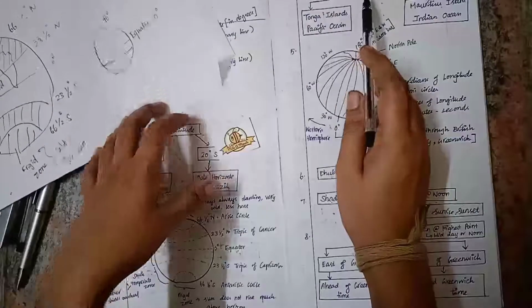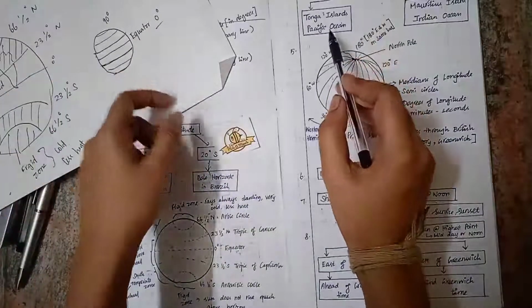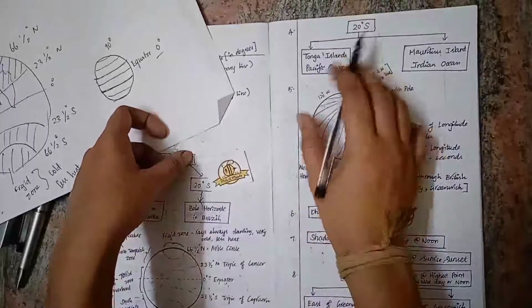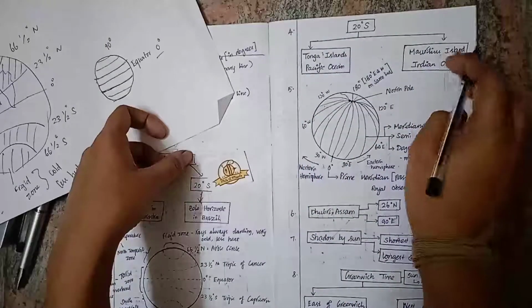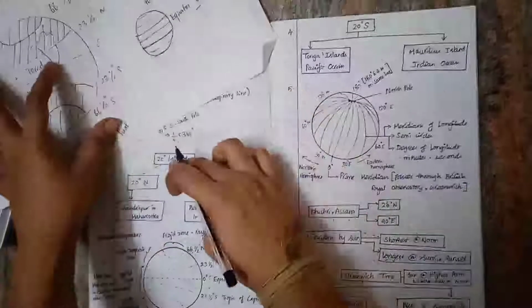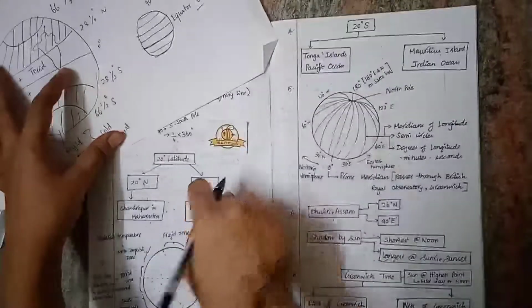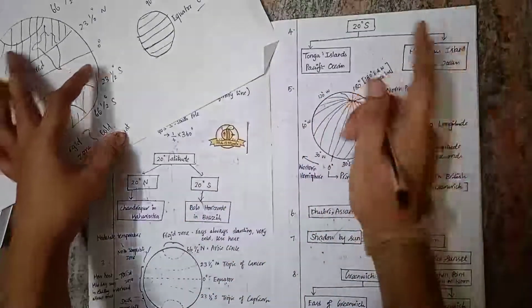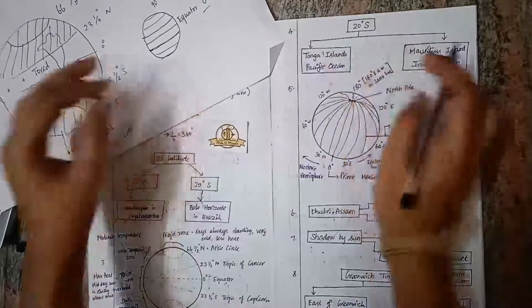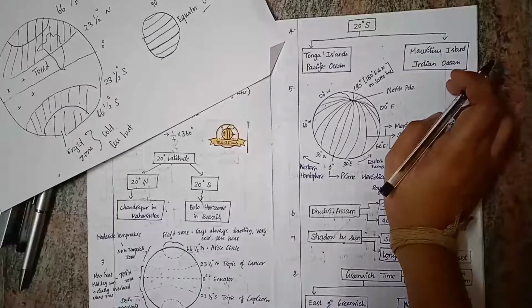Then we have 20 and a half south. At 20 and a half south, we have the Tonga Islands in the Pacific Ocean and Mauritius Island in the Indian Ocean. So at 20 degrees we have 20 north as well as 20 south, but along the same 20 degrees south itself we have both the Tonga Islands in the Pacific Ocean and Mauritius Island in the Indian Ocean.